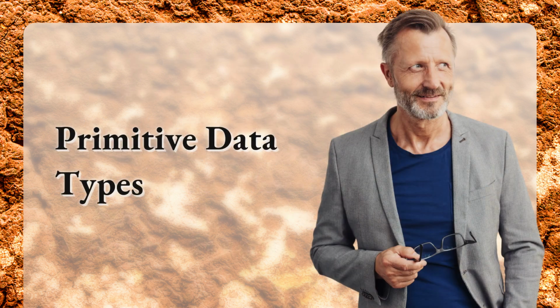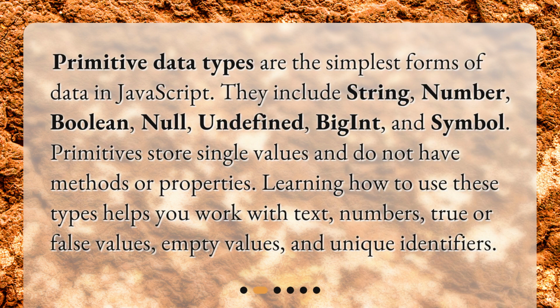Primitive data types. The primitive data types are the simplest forms of data in JavaScript. They include string, number, Boolean, null, undefined, BigInt, and symbol. Primitives store single values and do not have methods or properties. Learning how to use these types helps you work with text, numbers, true or false values, empty values, and unique identifiers.